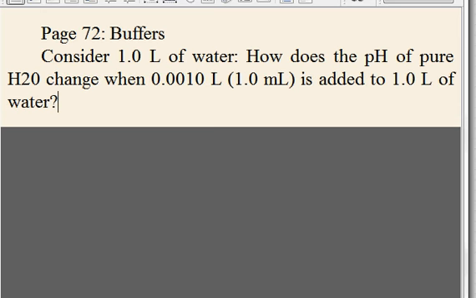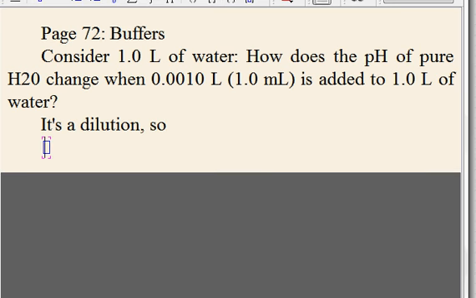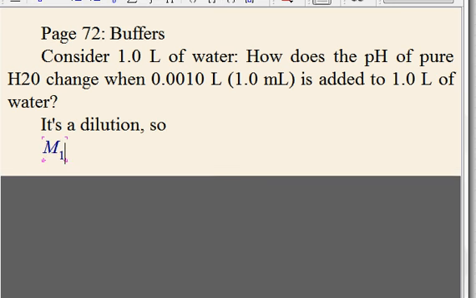So I guess you have to do M1 V1 equals M2 V2. Yes, because it's a dilution. So consider 1.1 liter of water. So that's the first V1.